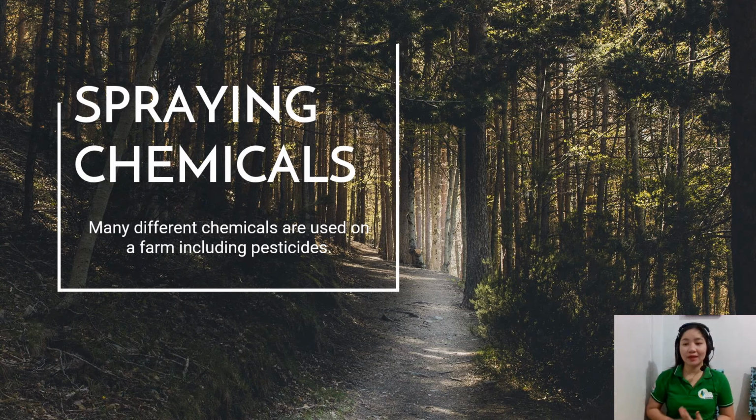So for the first one, we have spraying chemicals. Many different chemicals are used on a farm, including pesticides. These chemicals are used to fertilize and to control pests such as insects, what else? Weeds, mollusks. Most of these chemicals are applied by spraying.